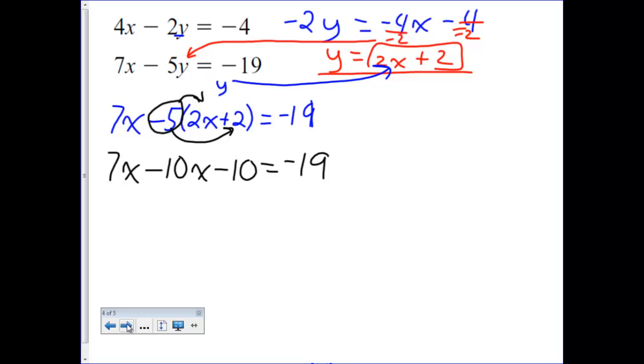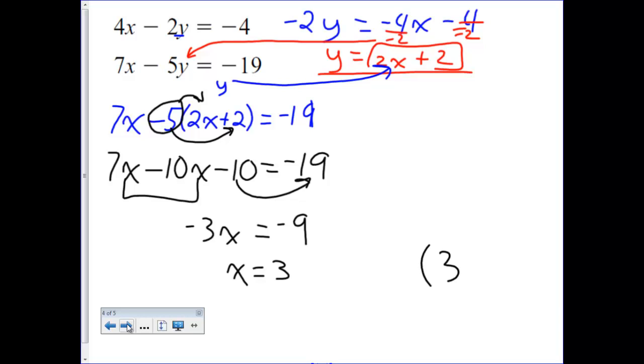Now continue solving for x. Combine my x's here, so 7x minus 10x gives you negative 3x. I'm going to take this negative 10 and move it to this side as positive 10. So negative 19 plus the 10 coming over leaves me with a negative 9. Divide both sides by negative 3, and x equals positive 3. So half of my solution is positive 3 for x.